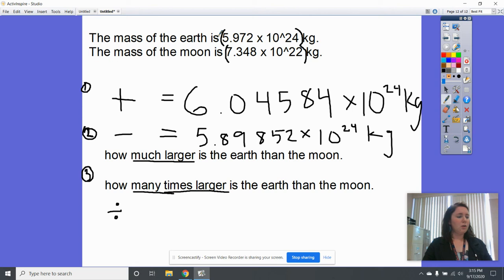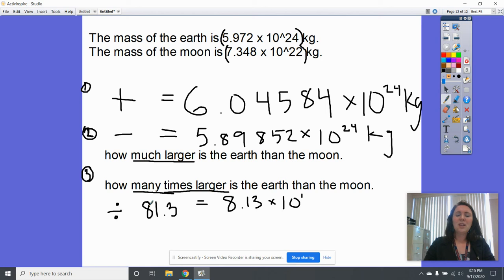When you divide the mass of the Earth by the mass of the moon, we then get, well, it's actually a long decimal, but I rounded it, 81.3 times larger. We could write that in scientific notation if we want to, 8.13 times 10 to the power of 1. That really means that we could fit the moon into the Earth 81 times. Kind of crazy. And so we've done add, subtract, and divide.